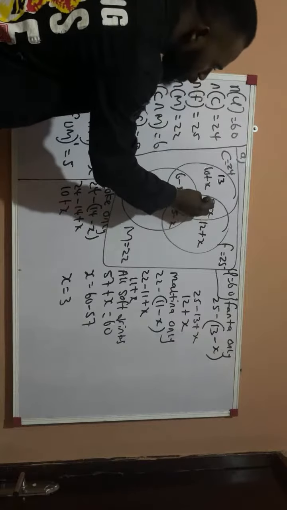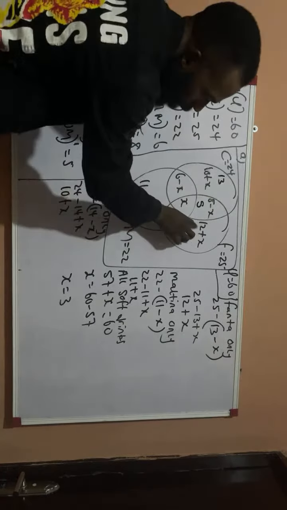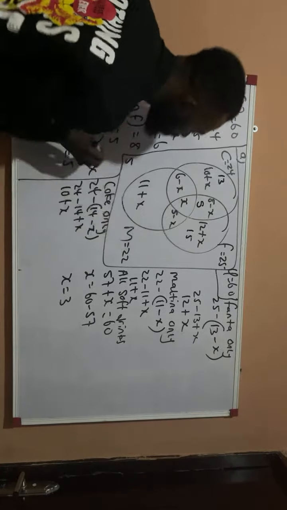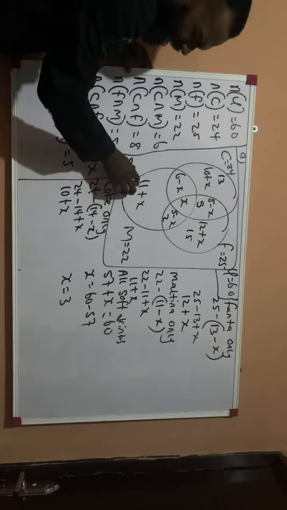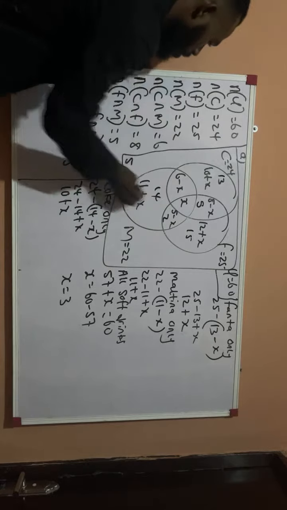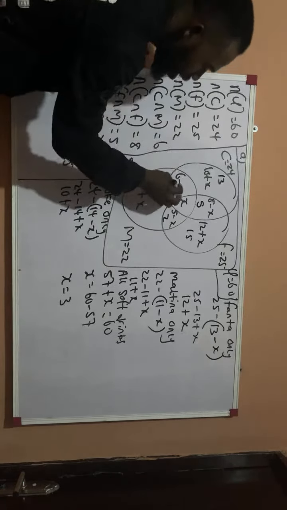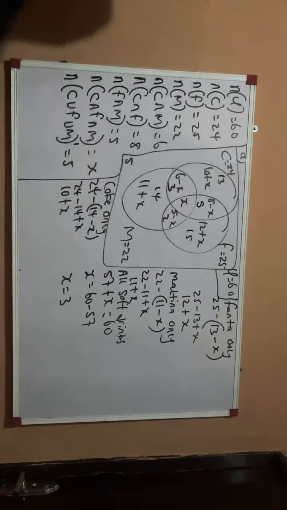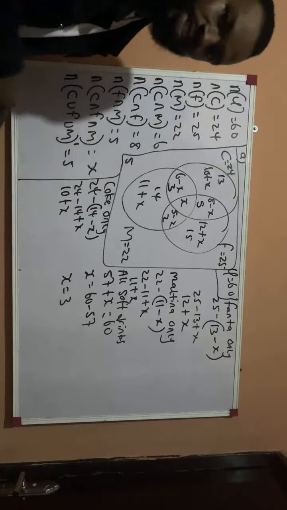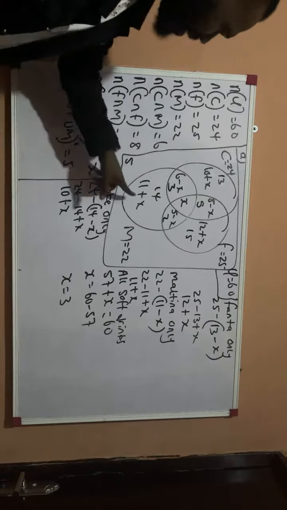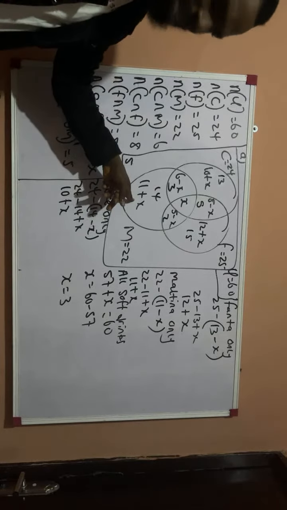8 minus 3 gives us 5. 12 plus 3 gives us 15. 5 minus 3 gives us 2. 11 plus 3 gives us 14. And 6 minus 3 gives us 3. Now, these are the original numbers of competitors, because you cannot measure humans in x, in variable. No, they are in numbers.